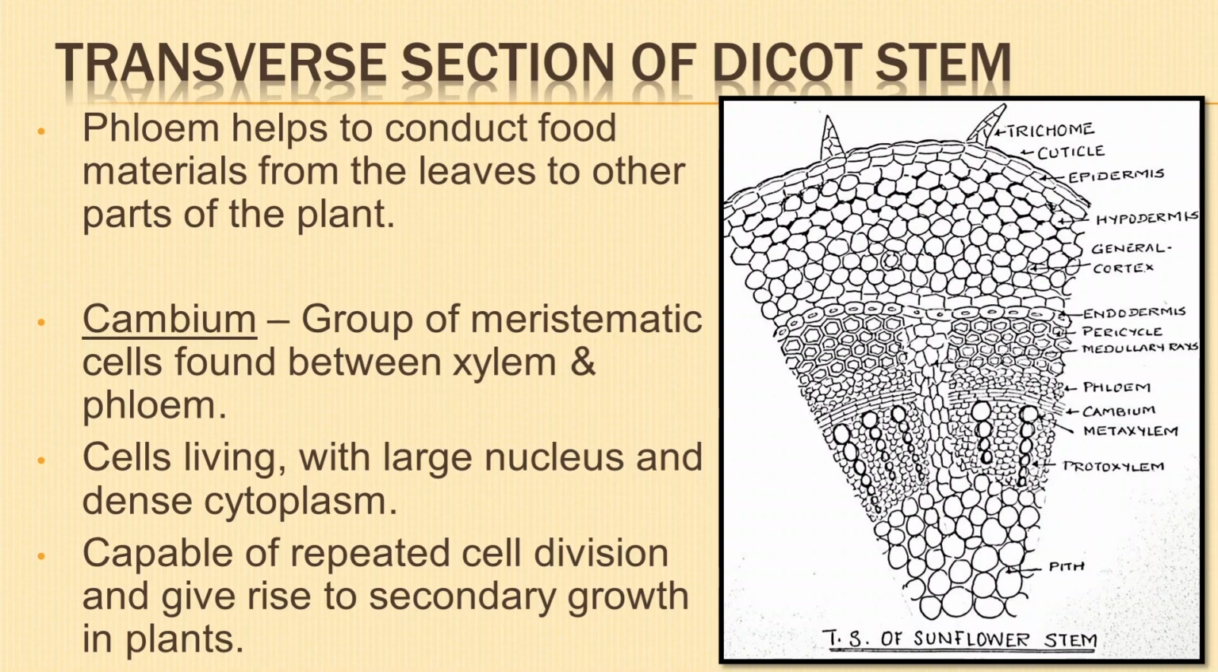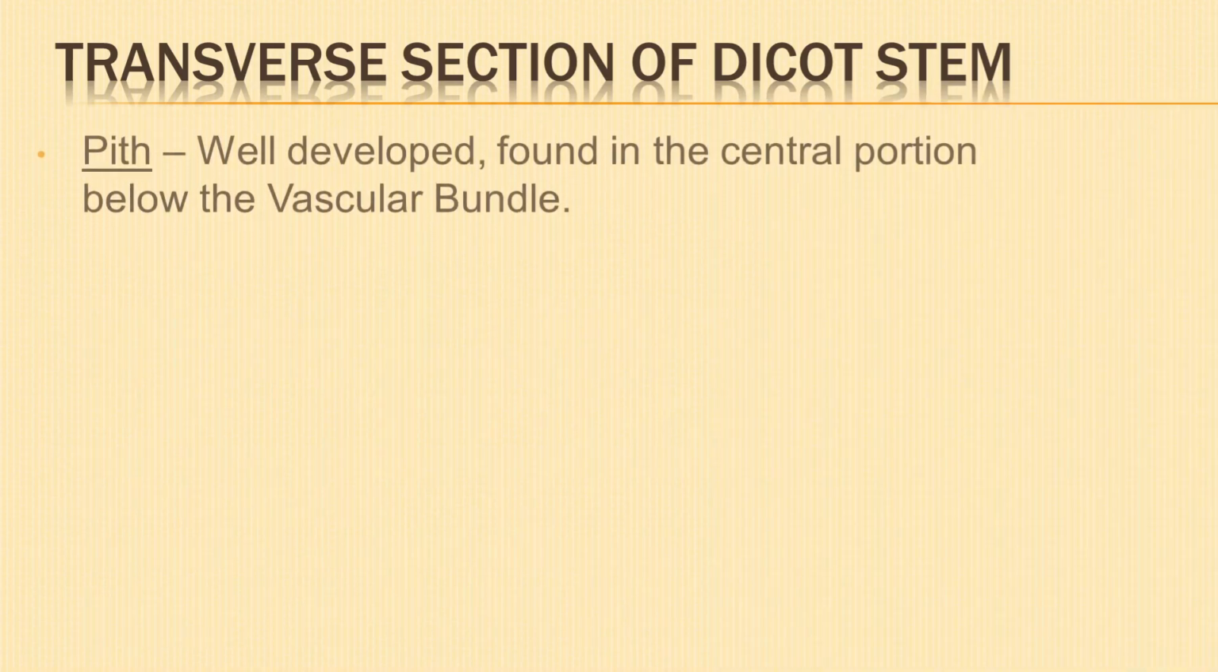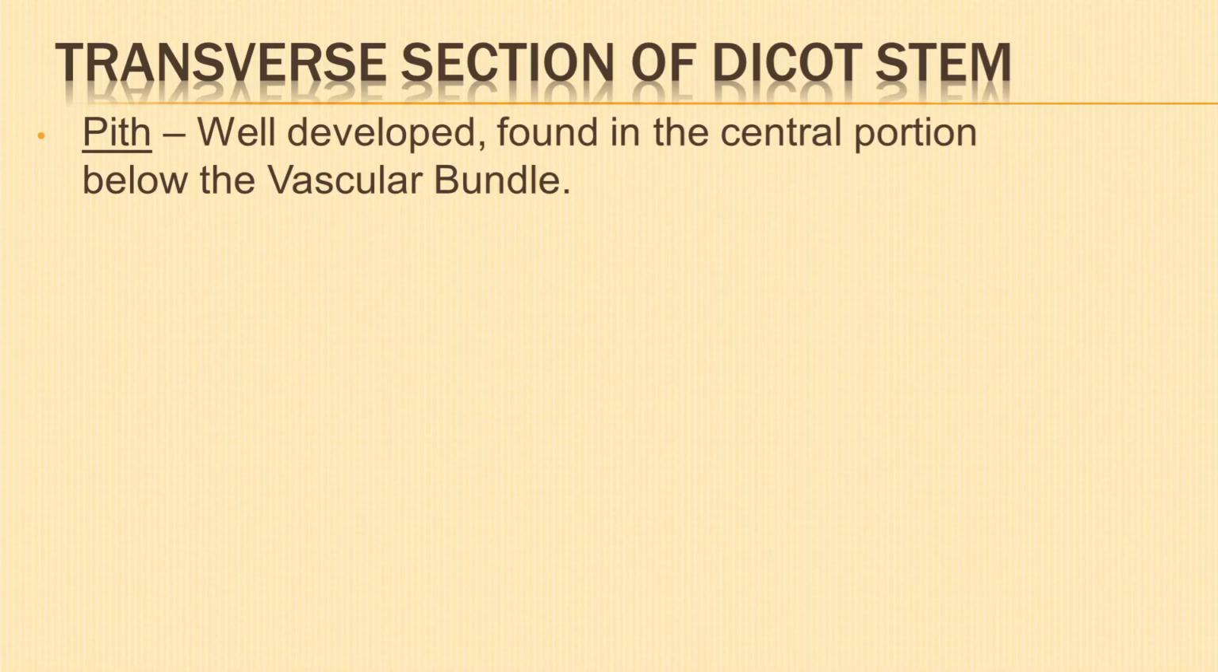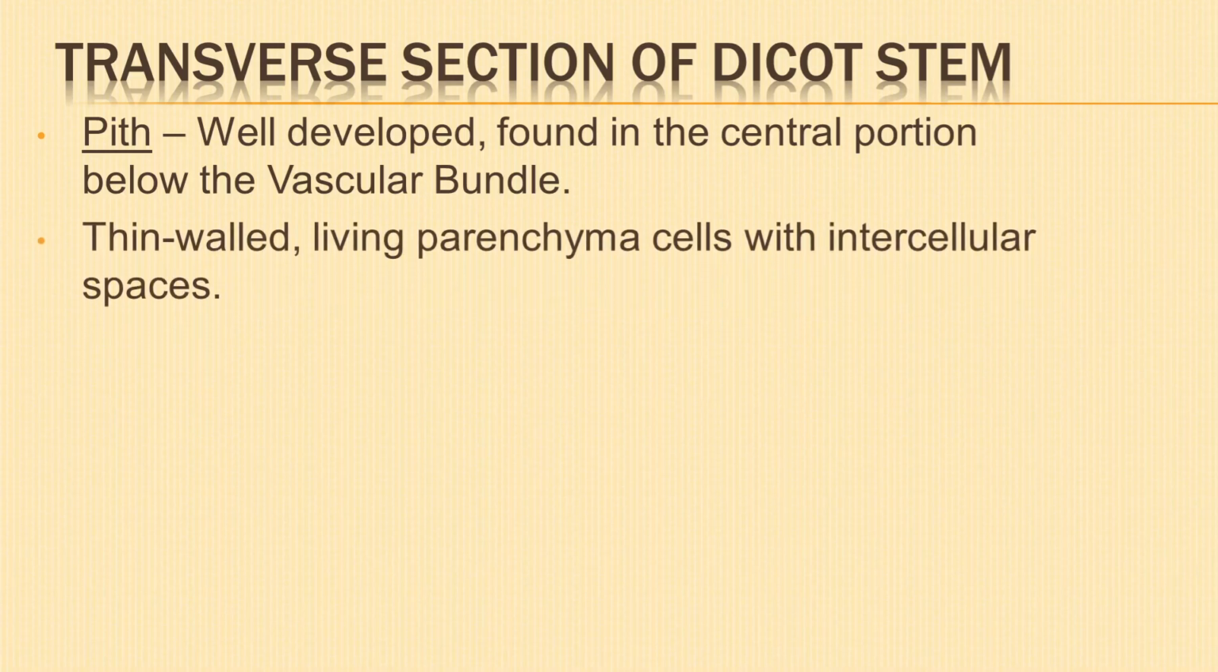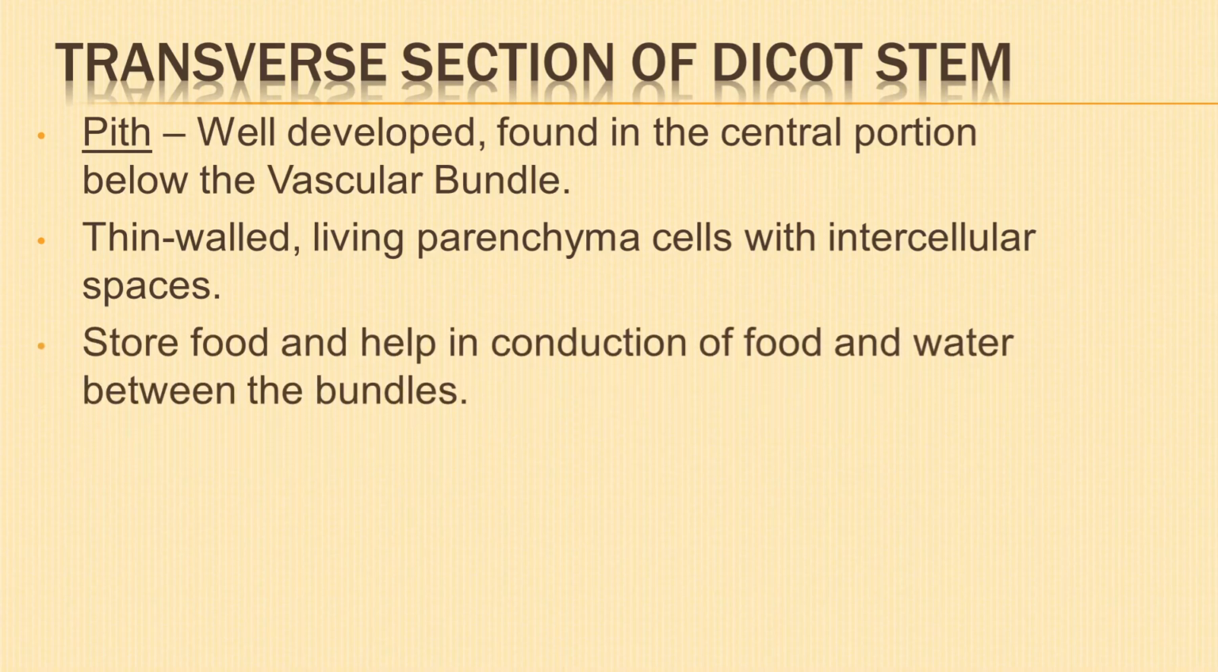Pith. Pith is well defined in dicot stems. It occupies the central portion below the vascular bundle and is made up of rounded or polygonal, thin-walled, living parenchymatous cells with intercellular spaces between them. Cells of pith store food and help in the conduction of food and water between the bundles.